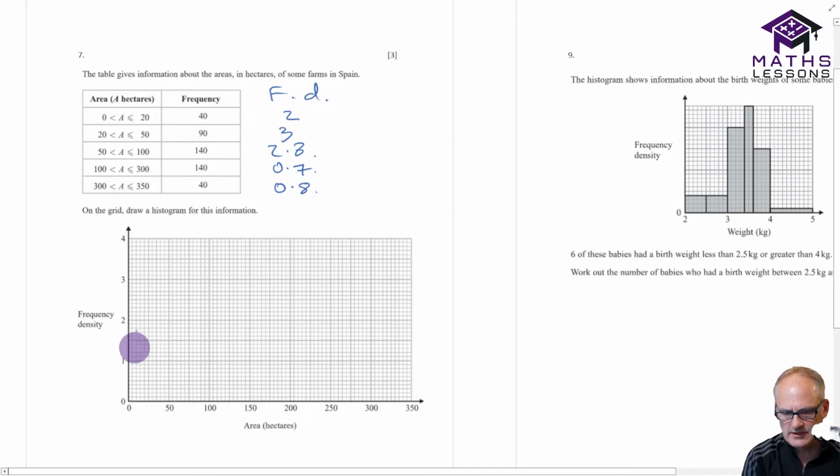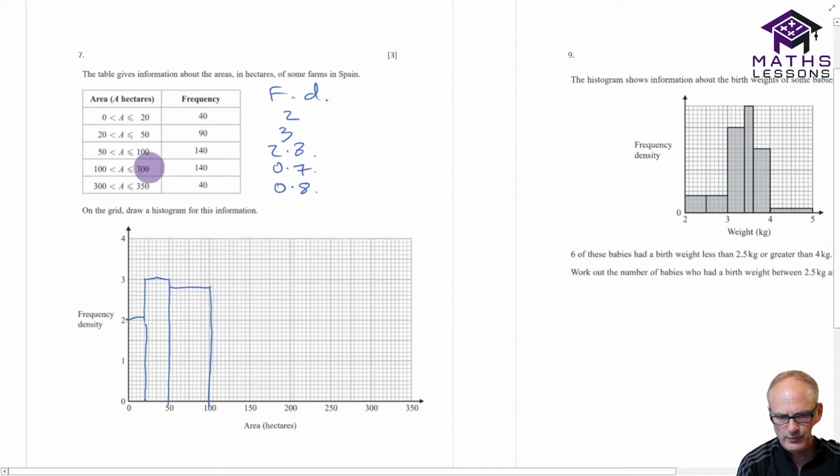So doing this on here, they've got the frequency densities already marked in. So up to 20, and 20 is going to be about here. We've got a frequency density of 2. Okay. Up to 50, we've got a frequency density of 3. And then we've got 2.8 is 50 to 100. So 2.8 is about here. 50 to 100. Sorry about not using a ruler.